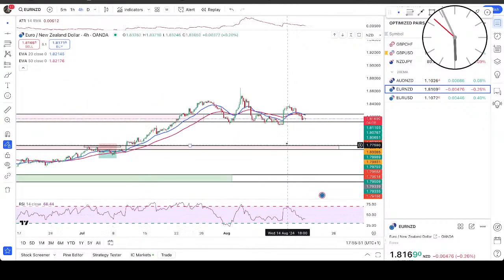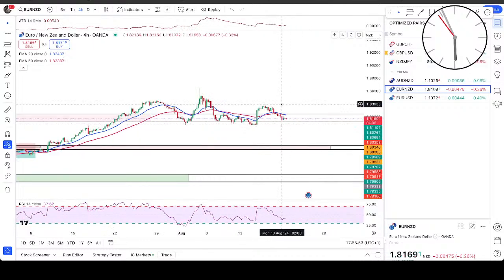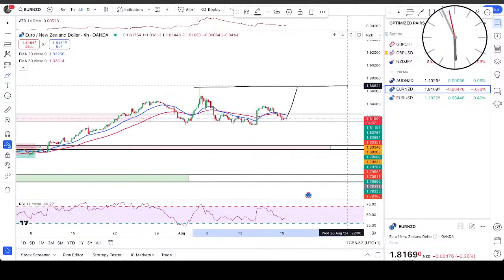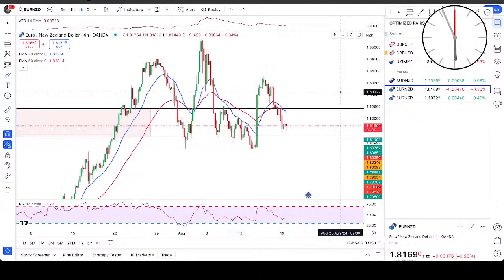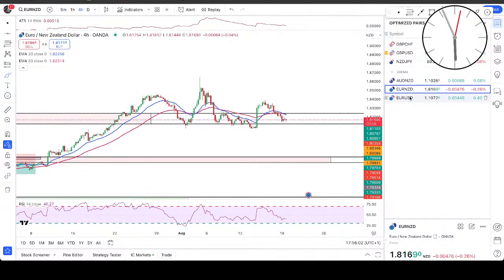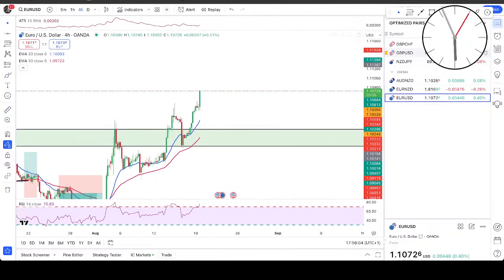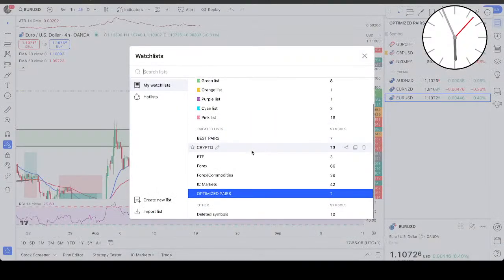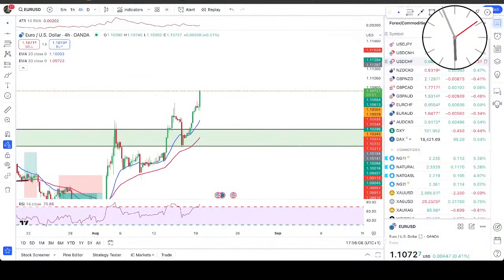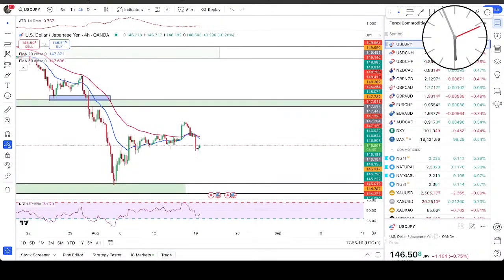Your NZD is very choppy, so not looking for any trades for this one unless we are broken above this high. So not using this for any entries. Euro USD has been done, and let's look at these pairs and commodities as well.